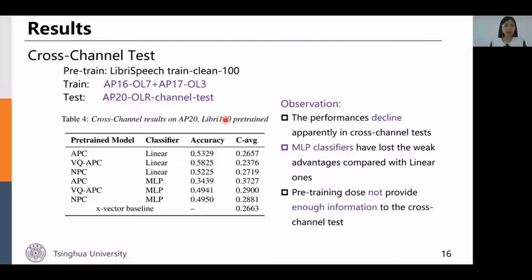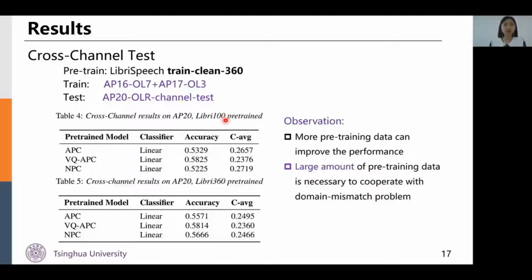So we increase the amount of pretraining data to 360 hours. The numbers in Table 5 show that more pretraining data can improve the performance, which indicates that a large amount of pretraining data is necessary to cope with the domain mismatch problem.